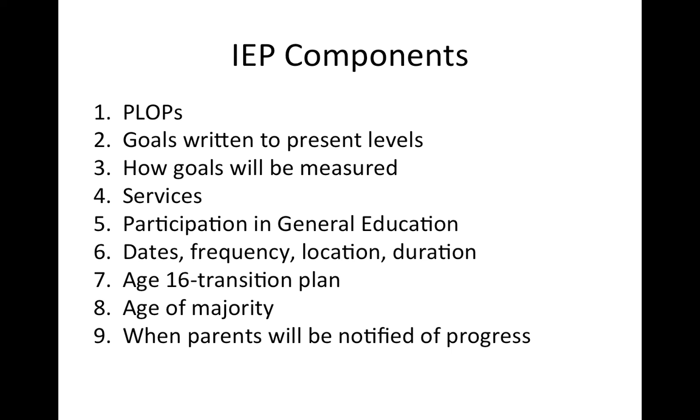Once a student turns 16, there must be a transition plan included. This actually needs to be done during the IEP year that they will turn 16, so the student may be 15 when you start a transition plan. There has to be an age of majority statement if the student will be turning 18 before the next IEP meeting, and there also needs to be a statement of when parents will be notified of the student's progress.